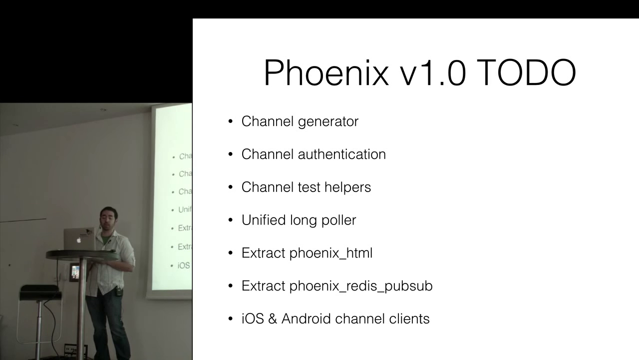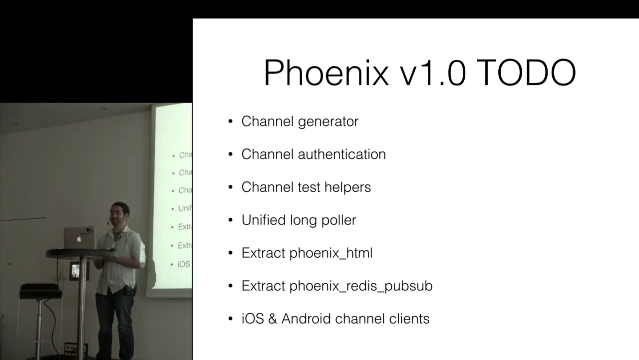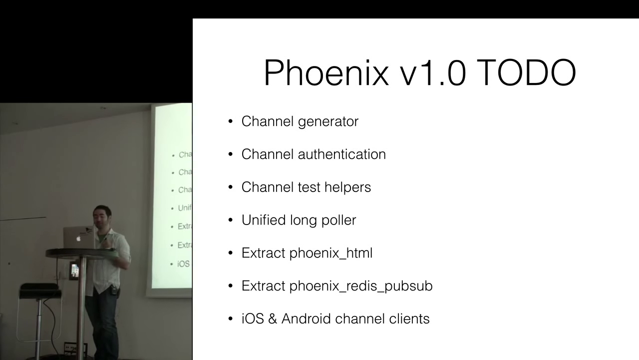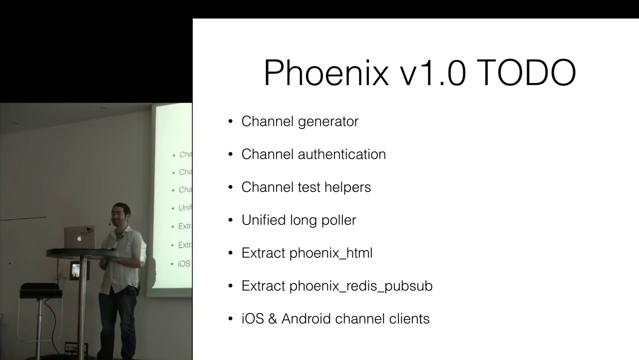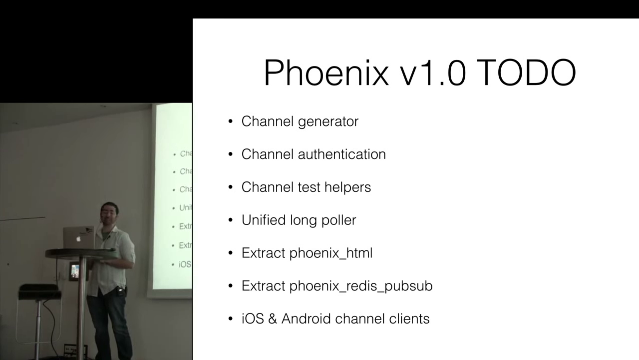It will clean the code up. And then we want to focus on extracting some of these things to keep the core of Phoenix nice and slim. And with that, I've always promised we'll have iOS and Android channel clients. We have an Objective-C and a Swift library that will be ready. So I'm assuming someone will step up and write the Android client. So I say we'll have it, but I don't plan on writing it. So if you have Android experience, please contact me.